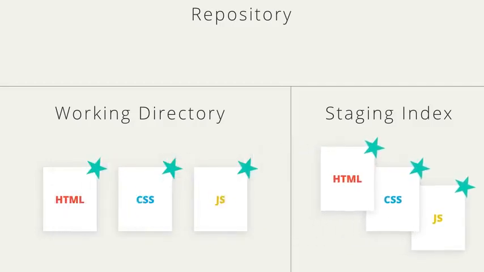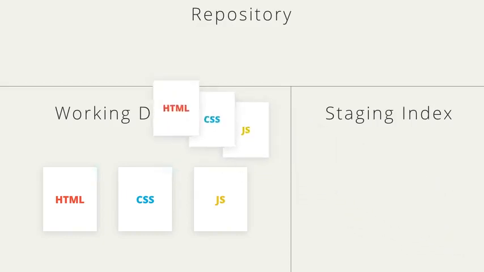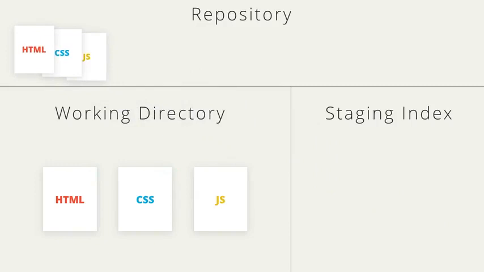So we'll use Git to move the changes to the staging index. Remember that the staging index is where you can place all of the files that are about to be committed. Now let's commit them, which moves them into the repository. Now the files in their current state are safe. Let's say we then make some changes to our site's CSS file. Git sees this change and marks the file as modified.